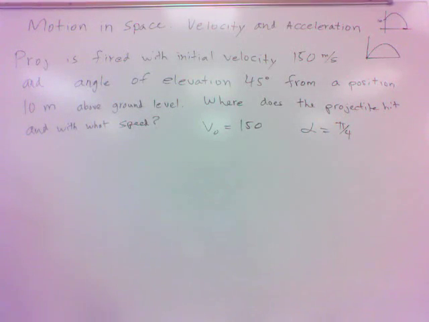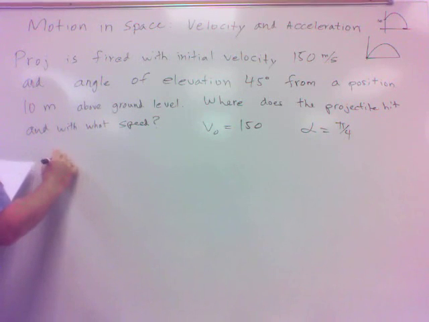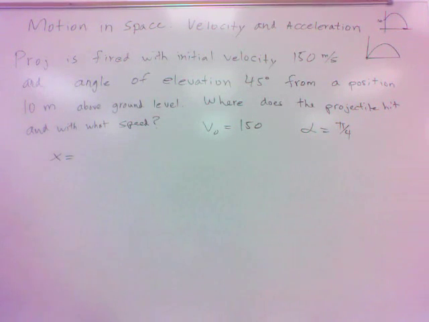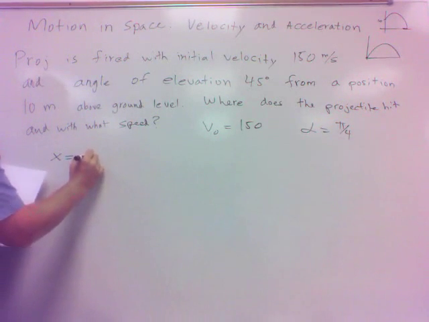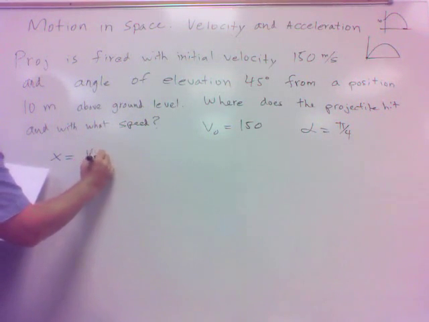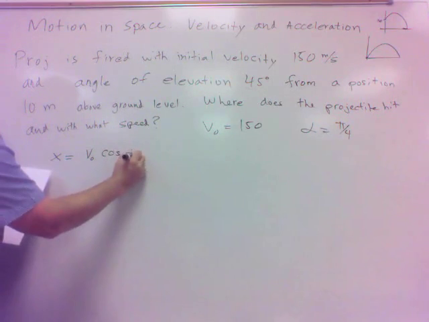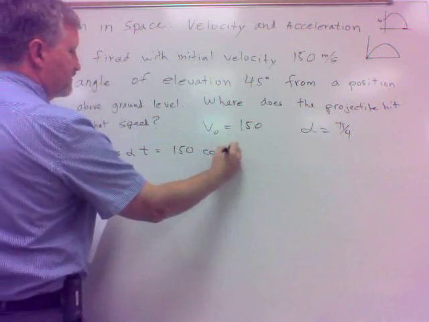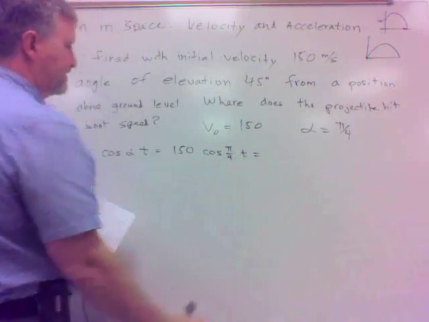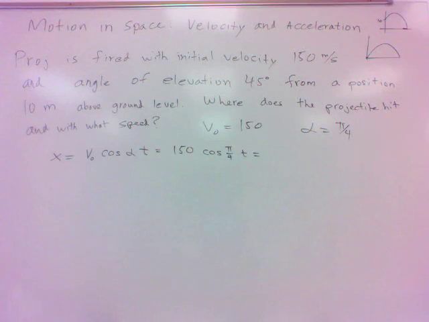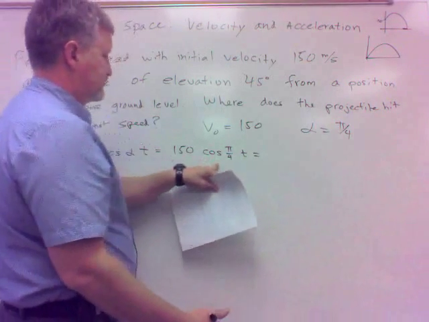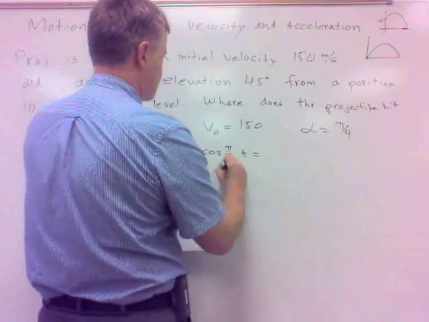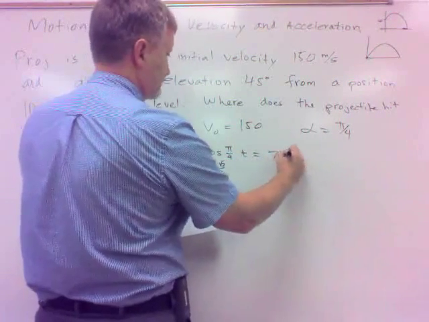Okay, so what we know is that the x is V0 times the cosine of alpha times t, so that would be 150 cosine of pi over 4 times t. Cosine of pi over 4 is square root of 2 over 2, so that would be 75 square root of 2 t.